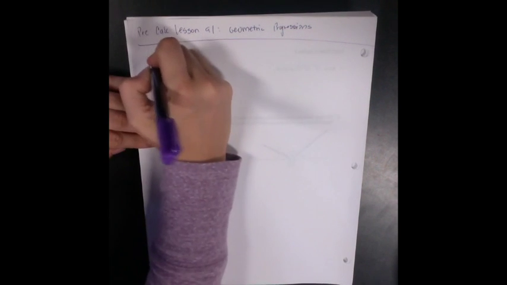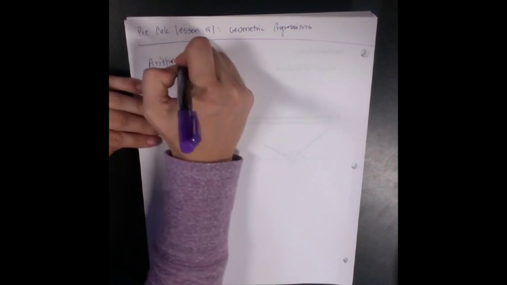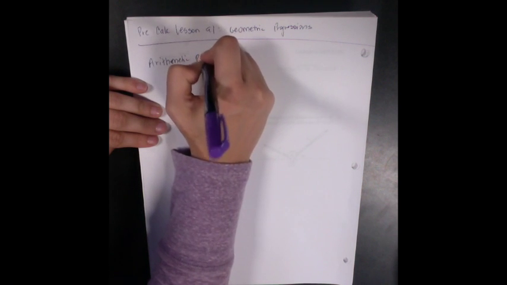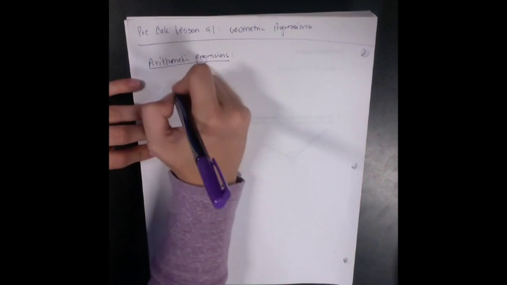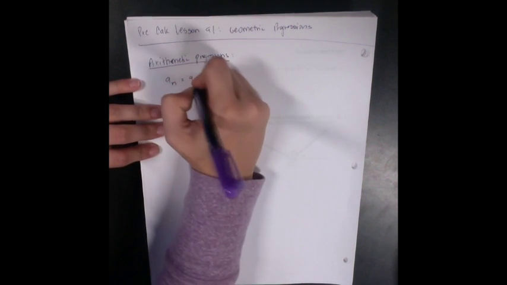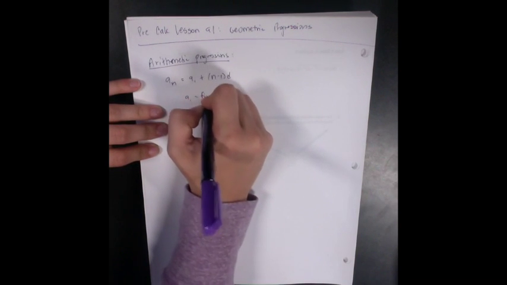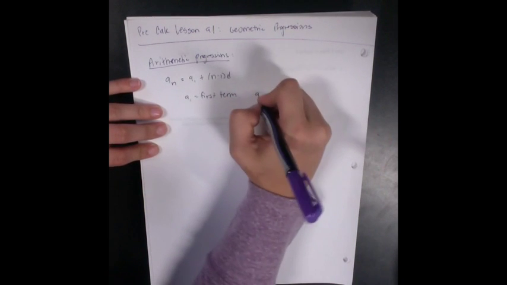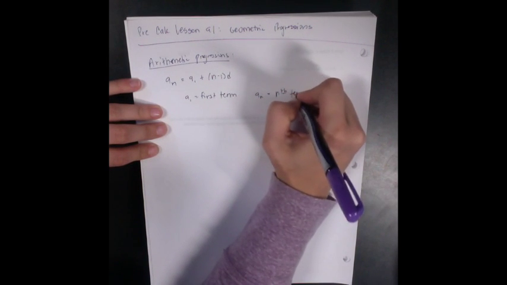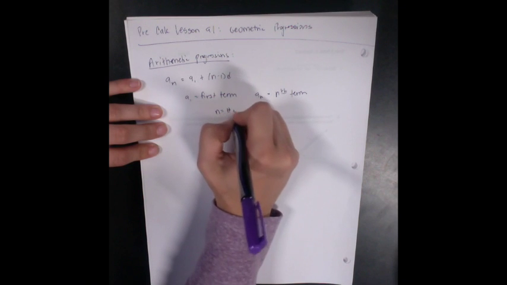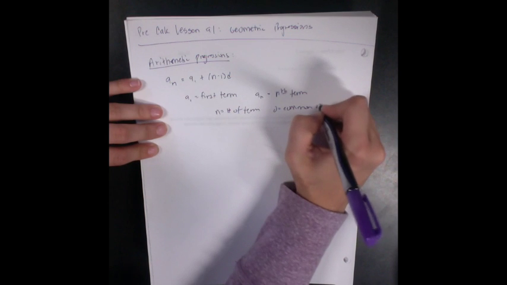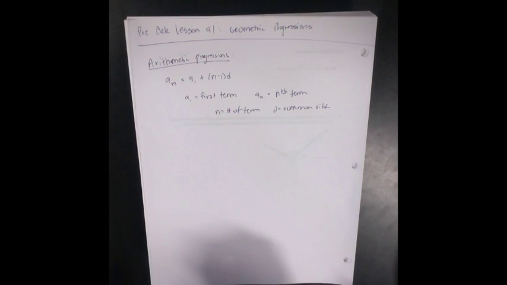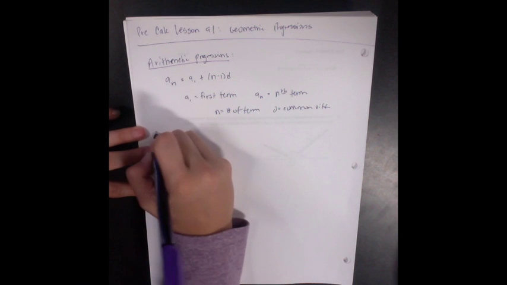I'm going to remind you real quick of arithmetic progressions. That was where we had the equation a sub n is a sub 1 plus n minus 1 times d. A sub 1 was our first term, a sub n is our nth term, n is the number of terms, and d was the common difference.